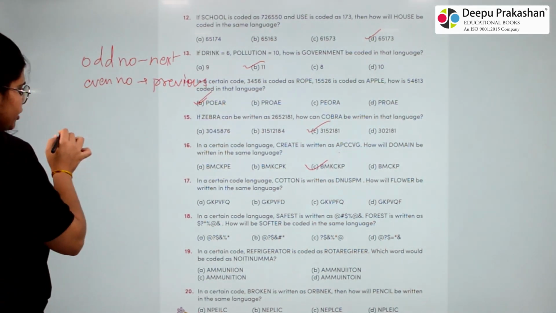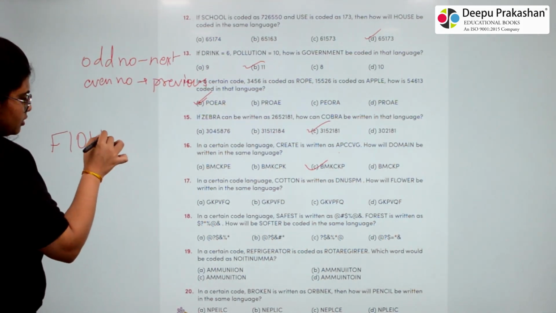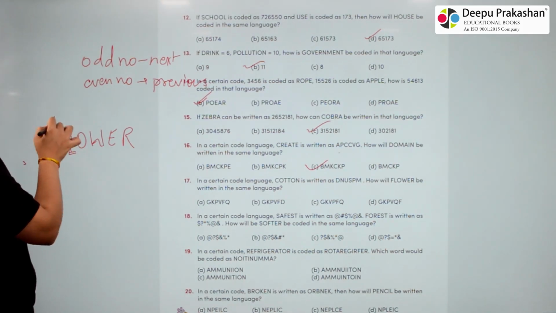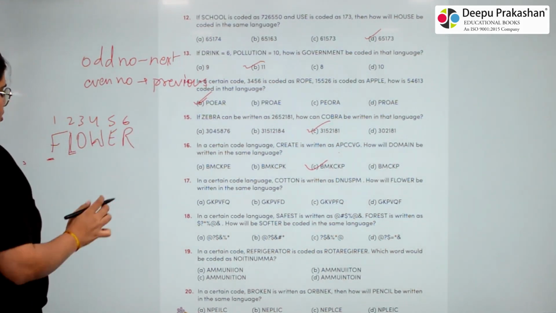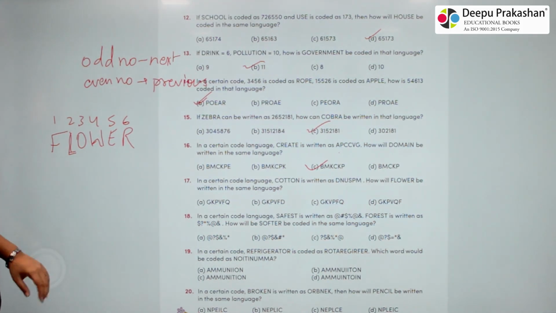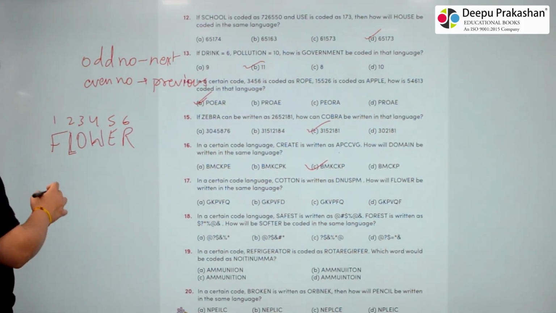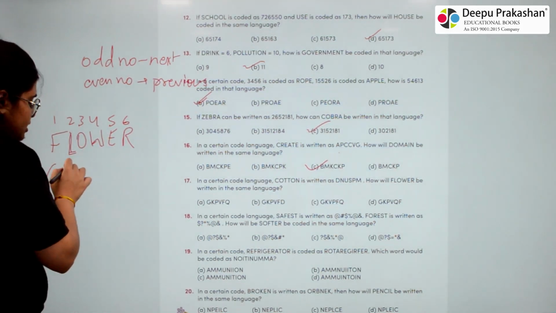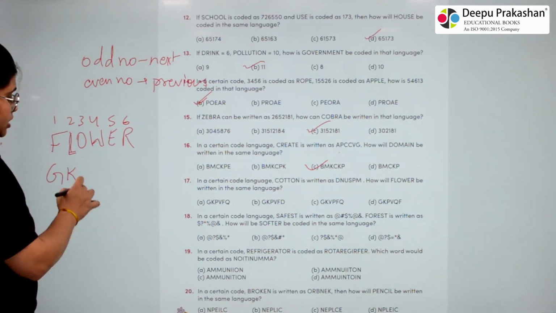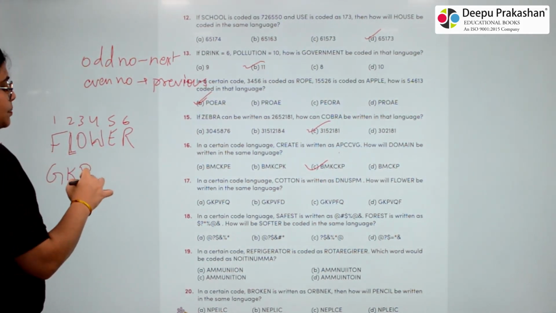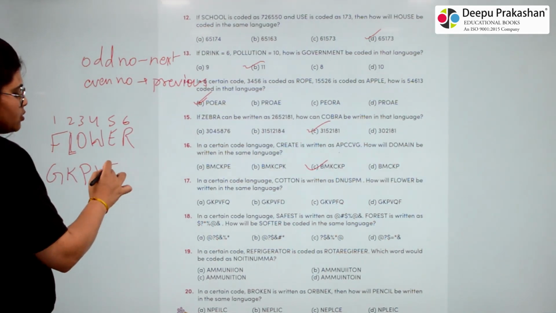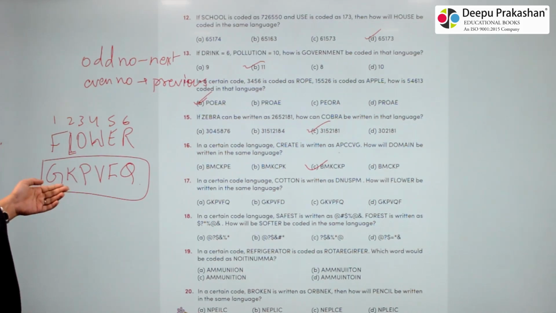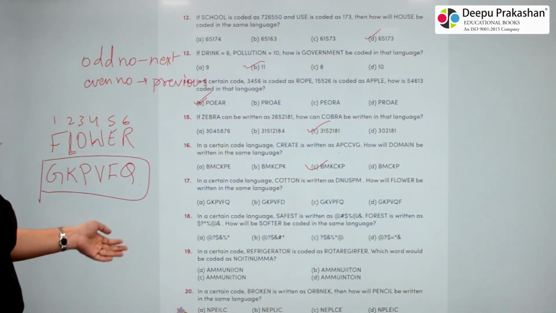Okay, so now we have to find for the word flower. Here, 1 is F, so we will use the next, that is G. Then 2 is L, so we will use the previous one, that is K. O, we will use the next one, P. W, we will use the previous one, V. E, we will use the next one, F, and for R we will use the previous one, Q. So here the answer will be G, K, P, V, F, Q.